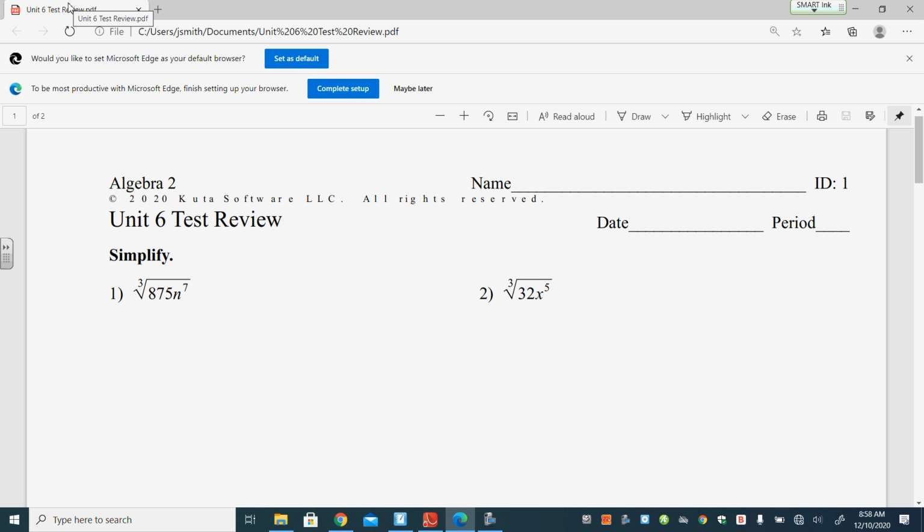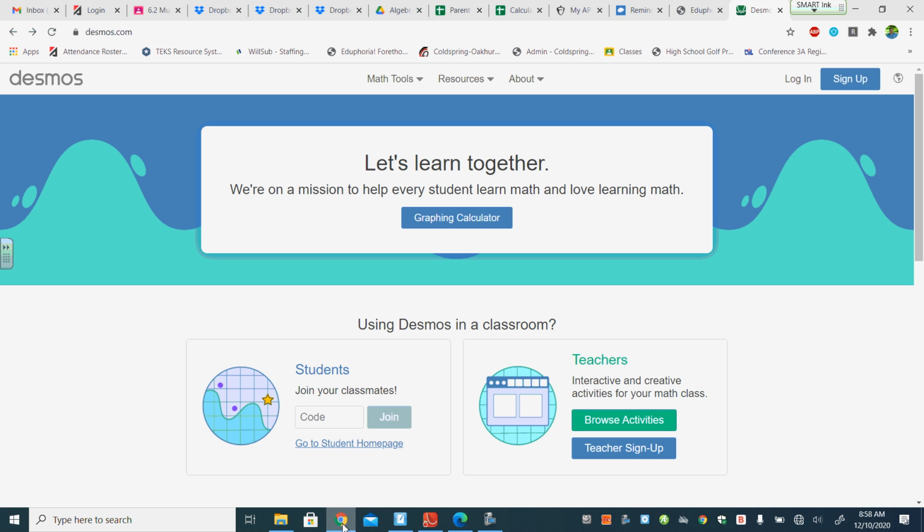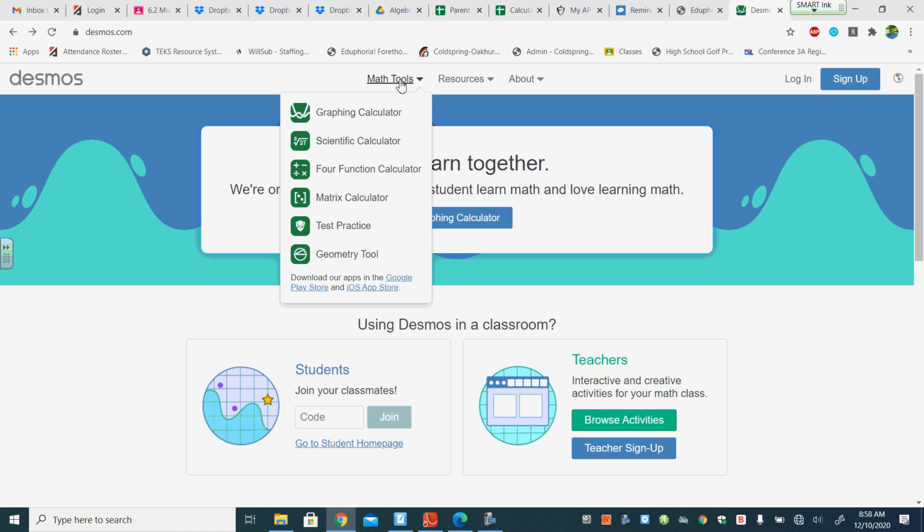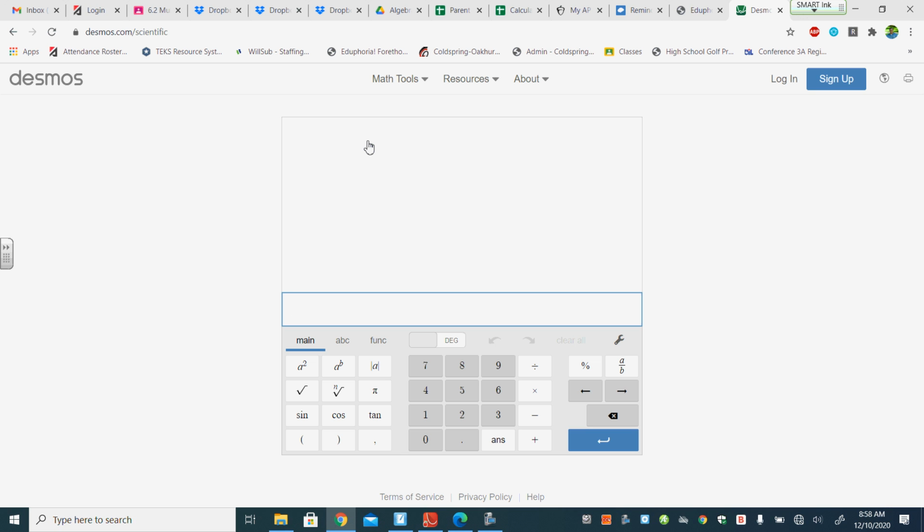So if I go to Desmos, all you have to do is type in desmos.com. It's a free online calculator. And if you hit math tools up on top, you have all kinds of different things. You have graphing calculator, scientific calculator, four function calculator, matrix, test practice, geometry tool. The big one you want to be in for this one is your scientific calculator. And then just type it in.